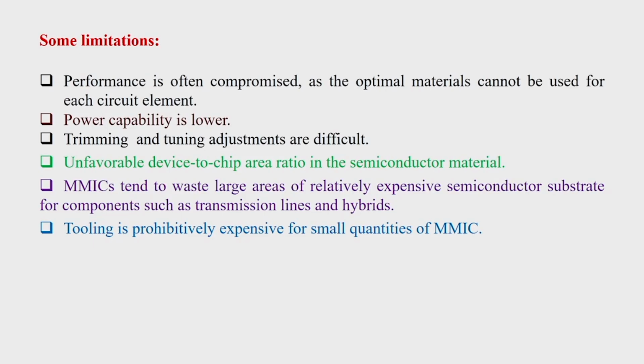Tooling is prohibitively expensive for small quantities of MMIC, because this fabrication process is very, very involved. It becomes prohibitively expensive if we want to fabricate only a limited number of MMIC, whereas in hybrid MIC, this problem is not there.